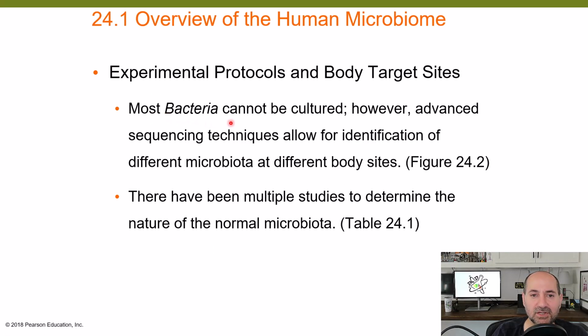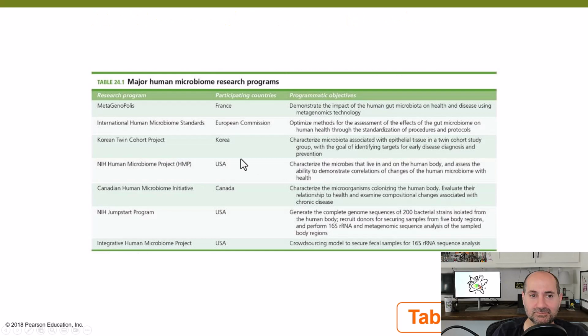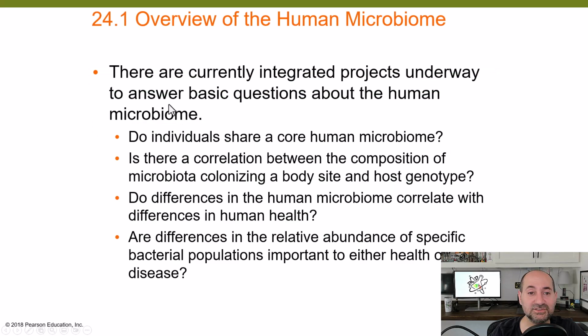Now, keep in mind that some of these bacteria cannot be cultured, but we have ways of studying them. For example, we could sequence their genomes to understand their composition and their prevalence in the body. Here's a short list of different human microbiome research programs and their objectives. Notice how we are learning so much about how our microbiome affects our health and can cause disease. Some of these studies aim to answer basic questions about the human microbiome, for example, such as, do individuals share a core human microbiome?